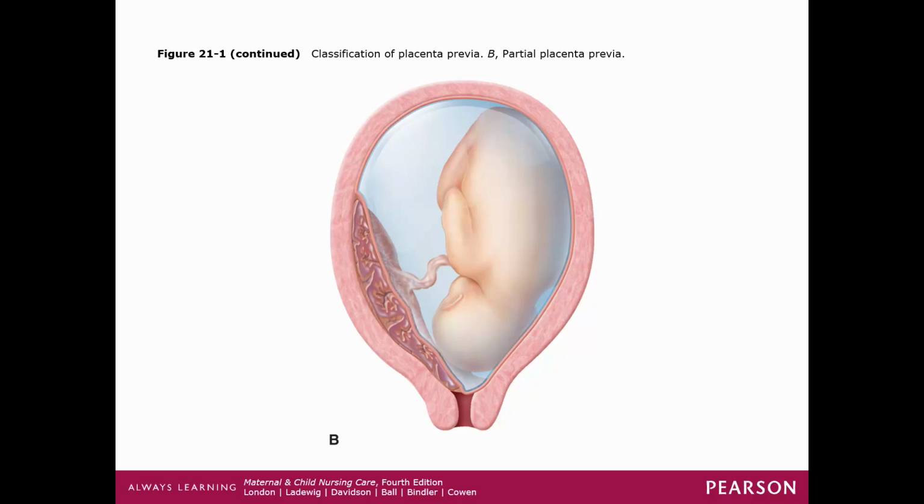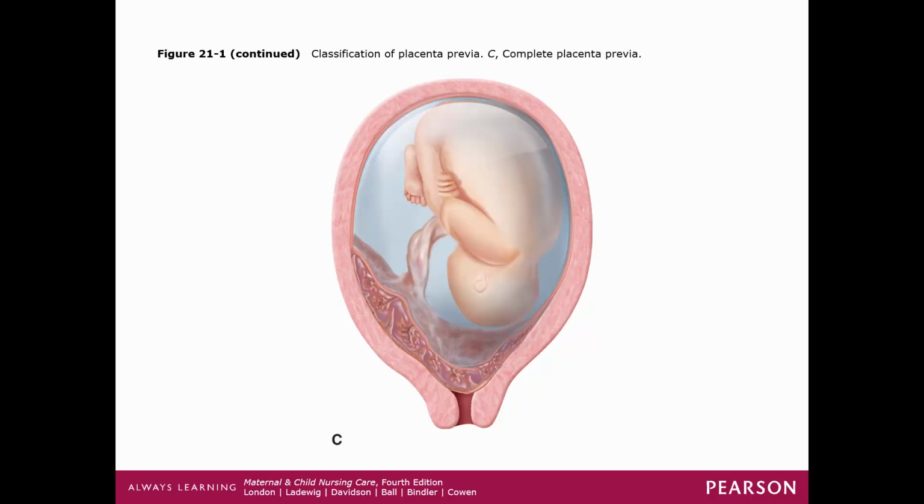So as you can see, as that cervix would dilate and thin, it would move away, it would move out and expose more of that placenta. So she cannot have a vaginal delivery. And then here's your complete. You can see that placenta is completely covering the cervical opening, and she's just bleeding here.